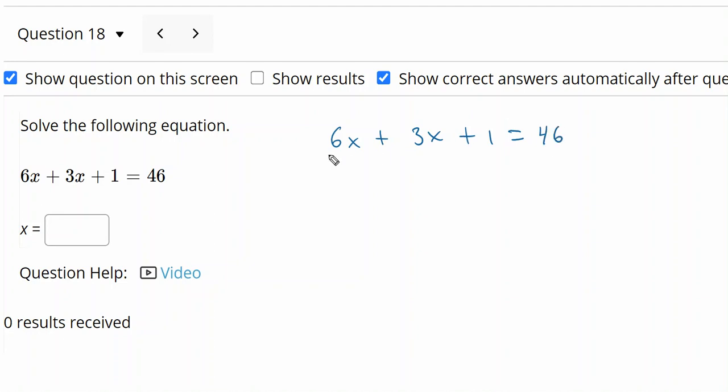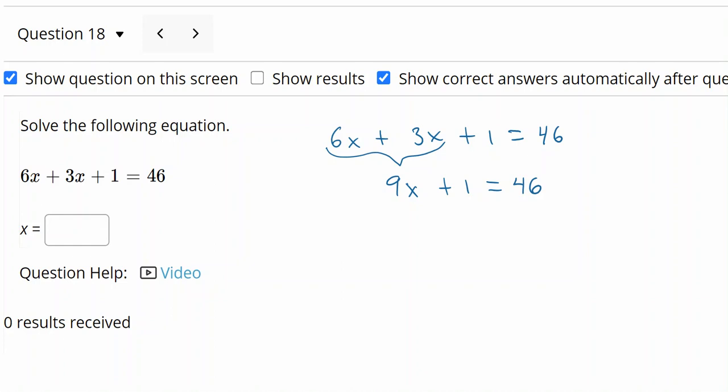All right, so I'm going to do the same thing, though. Let's collect these like terms. Just turn those into the same thing, right? So 6x plus 3x, that would be 9x, right? 6 plus 3. And then I've still got plus 1 is equal to 46.